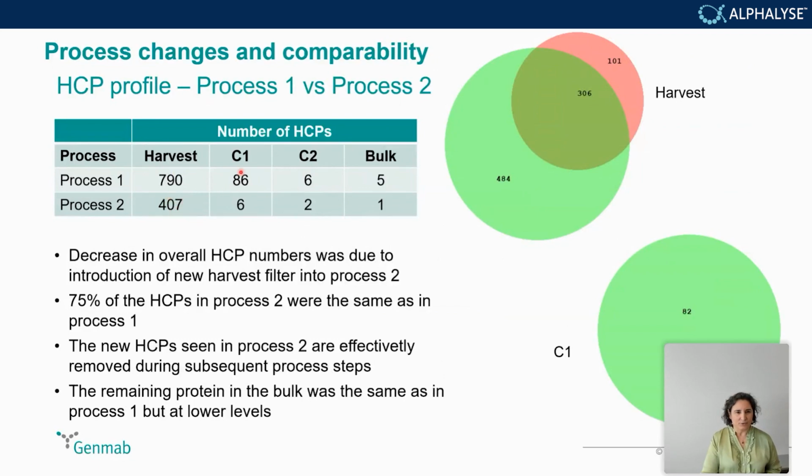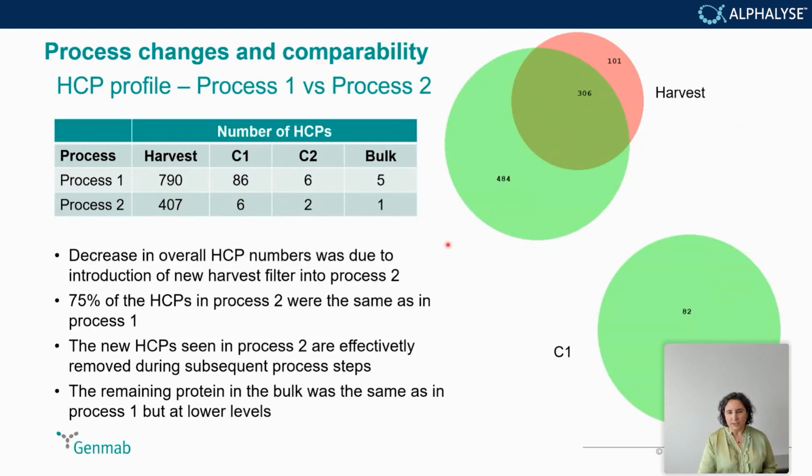We also could compare the chromatographic steps against each other, where we had about 80 proteins after the first chromatographic step in process 1, and we only have 6 in process 2. In the second chromatographic step, we had 6 in process 1 and 2 in process 2. And at the end, in the DS sample, we identified 5 HCPs in process 1, and there was only 1 left in process 2.